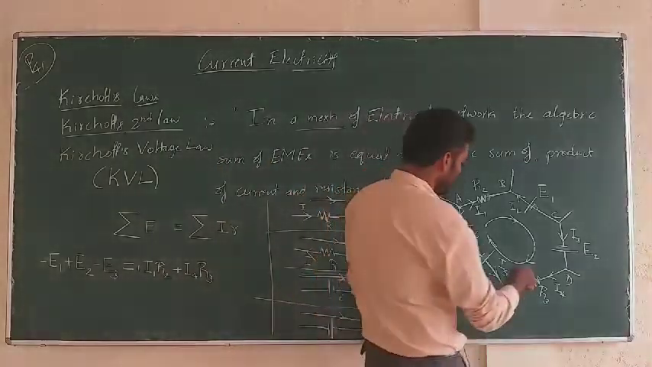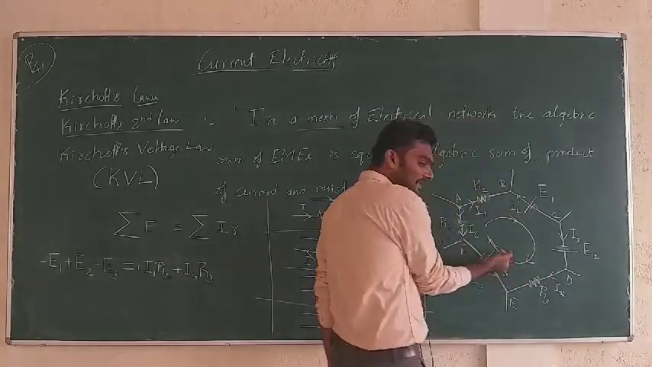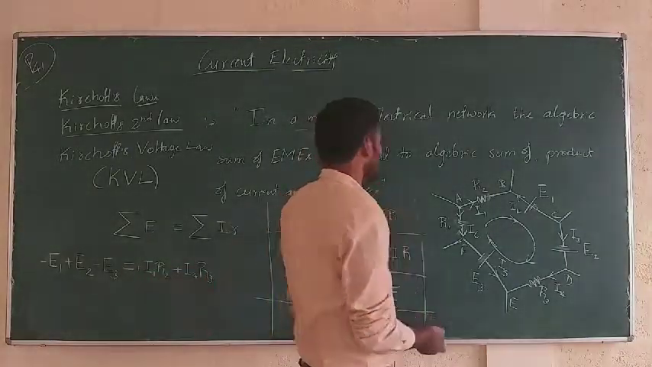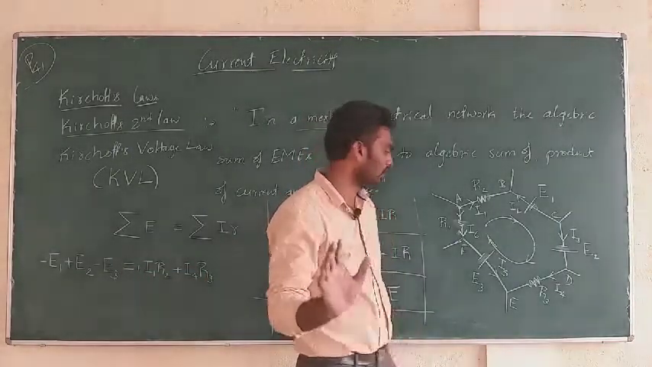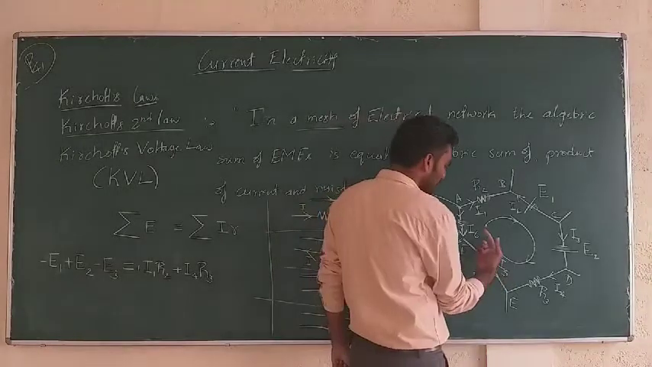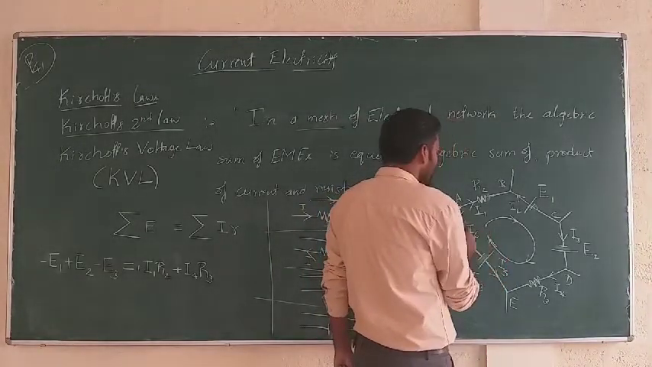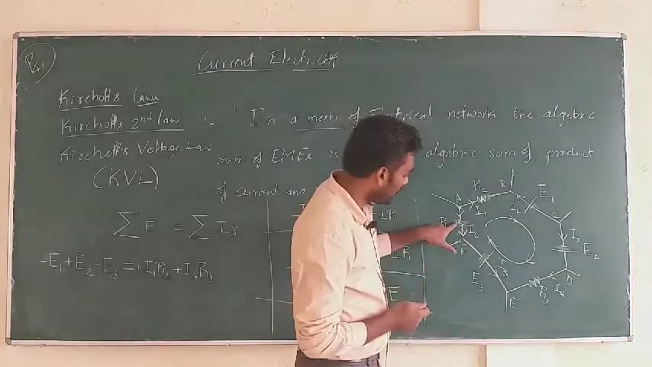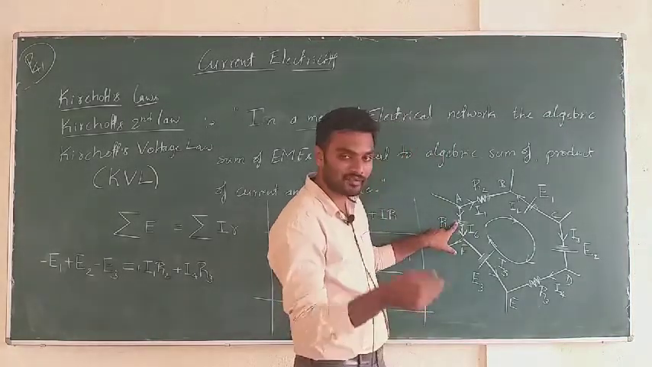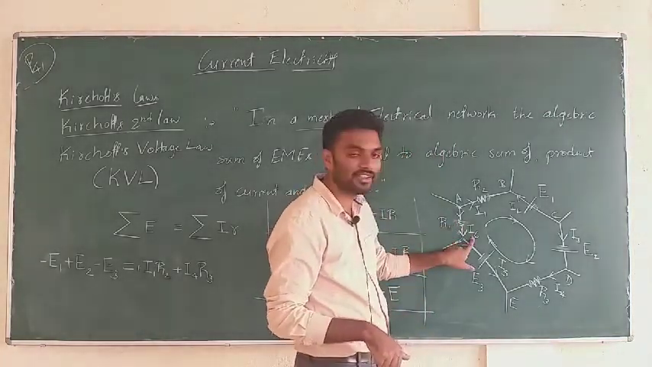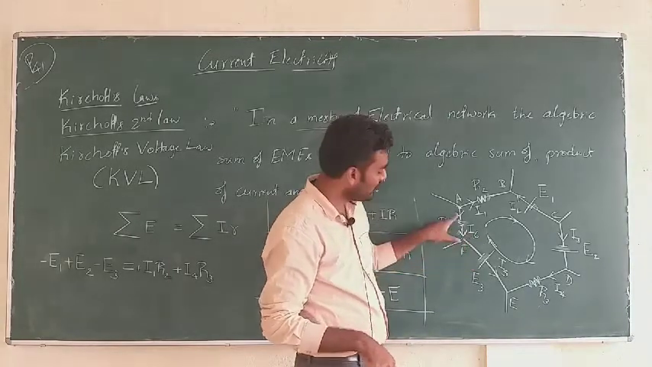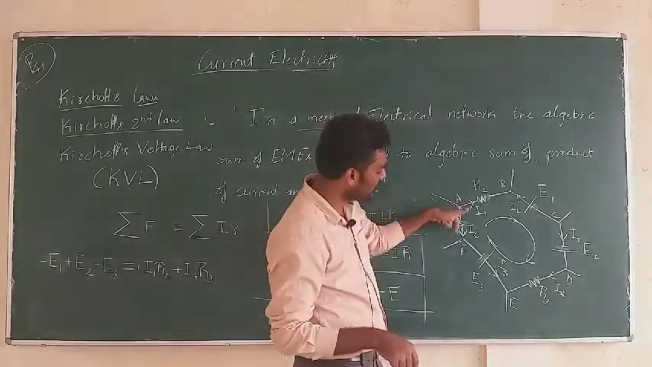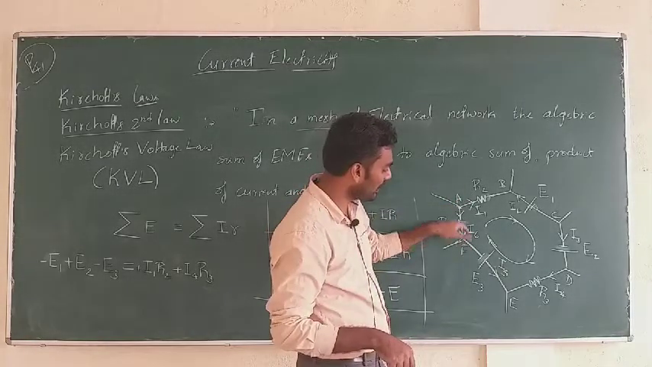And moving ahead, then I see a cell has EMF, but that we have kept in the other part of the equation. No need to bother about it. I will move ahead. When I move ahead, I again see a resistor here. So this time this resistor R1 has a current flowing through it, which is equal to I6, right?